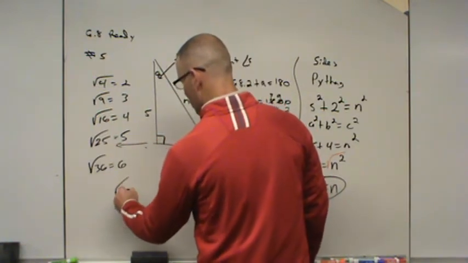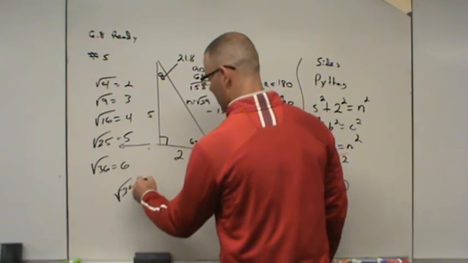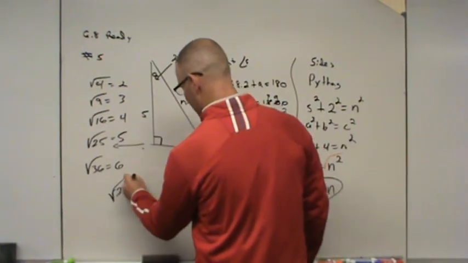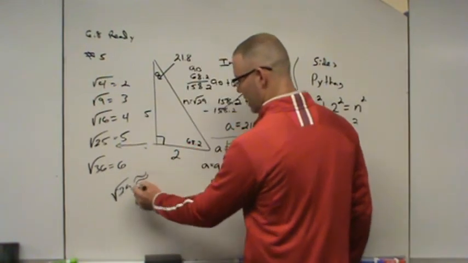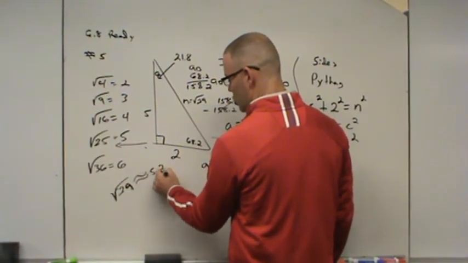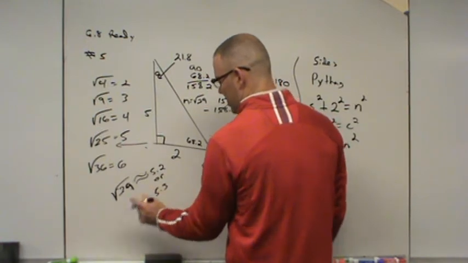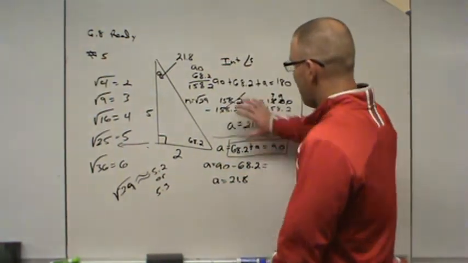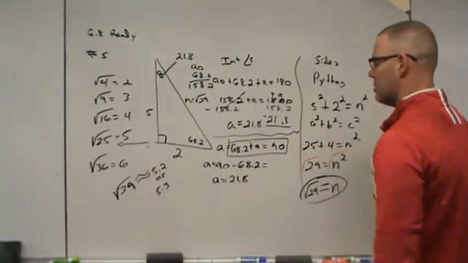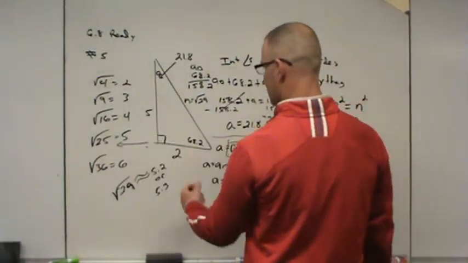So that square root of 29 that we're talking about is approximately, my little squiggly equal sign. That was kind of bad. The little squiggly equal sign means approximate. This is going to be probably 5.2 or 5.3, somewhere around in there. Now, is that a reasonable length for this hypotenuse? Yes, because the hypotenuse has to be longer than the longest leg.